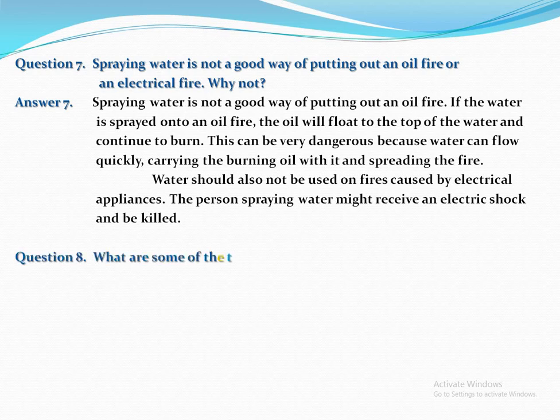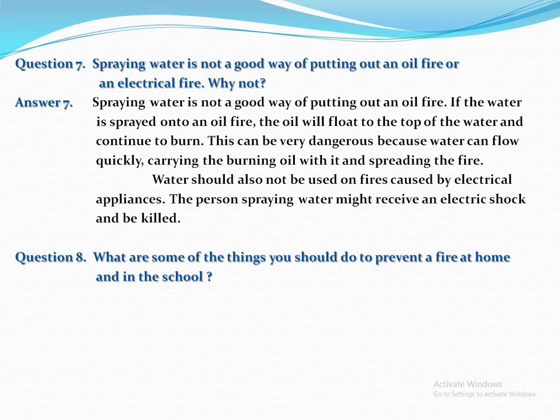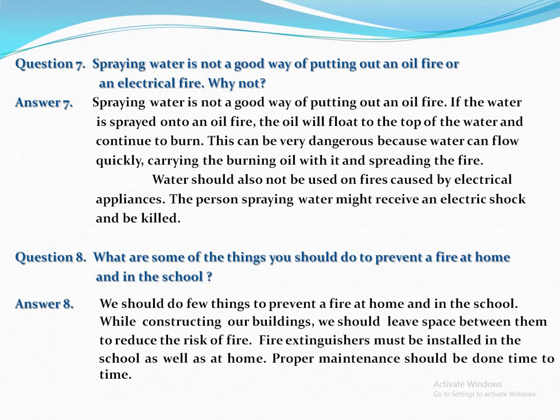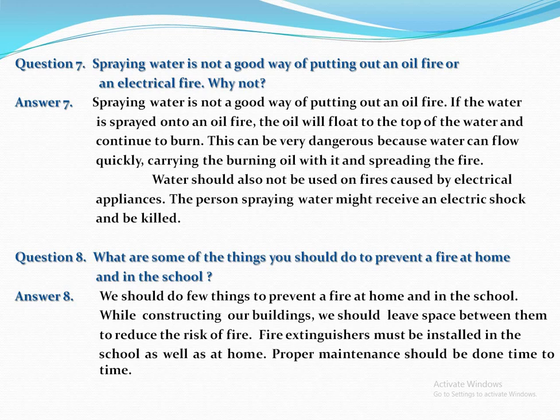Now the last question of this exercise, that is question number 8, is what are some of the things you should do to prevent a fire at home and in the school? The answer of this question is we should do few things to prevent a fire at home and in the school. While constructing our buildings, we should leave space between them to reduce the risk of fire. Fire extinguishers must be installed in the school as well as at home. Proper maintenance should be done time to time.